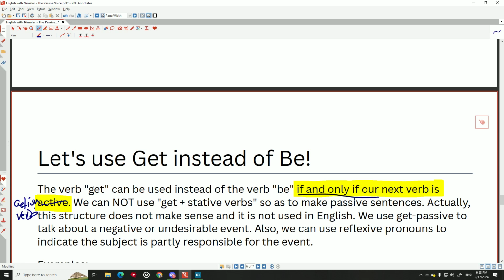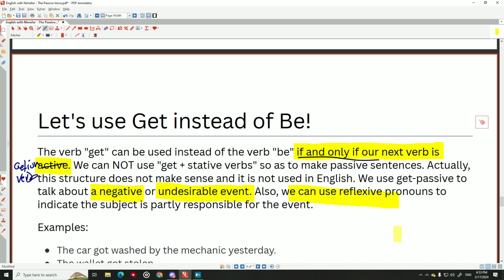Okay? Action. So we cannot use get plus a stative verb, like a state verb, like see or love. You cannot say get loved. It doesn't make sense and it's not used in English. If we use the get passive, we use it to talk about a negative or undesirable event, meaning something you don't like, a bad event. And also reflexive pronouns like myself, yourself, and we will talk about this part. So when you use the get passive, it shows that it's undesirable, I mean it's bad.